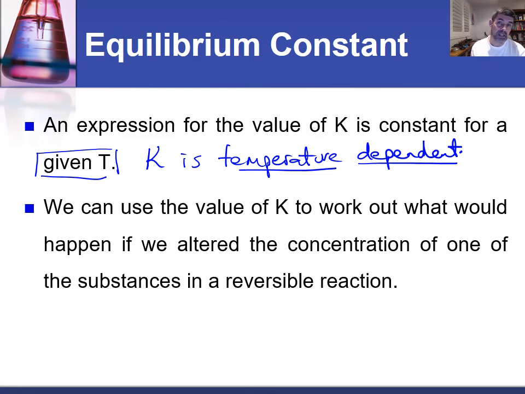Once we can calculate a value of K, then we can use it to work out what would happen if we change the concentrations of any of the species in an equilibrium system, in a reversible reaction.